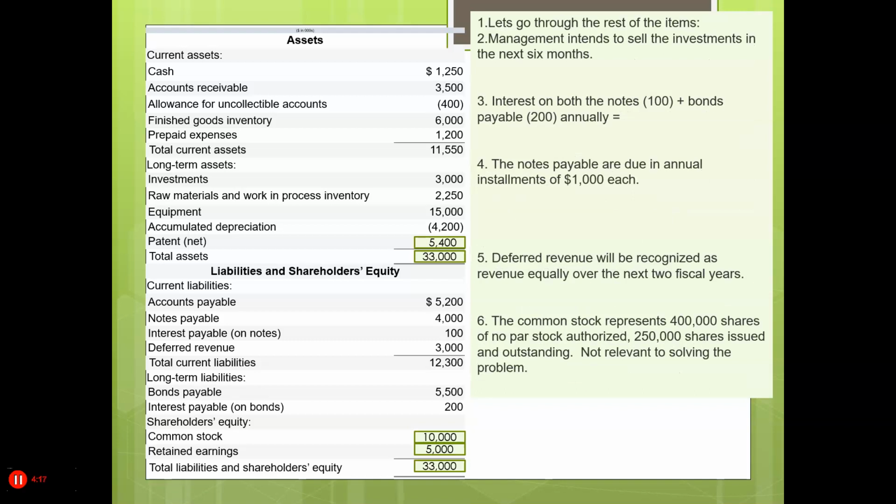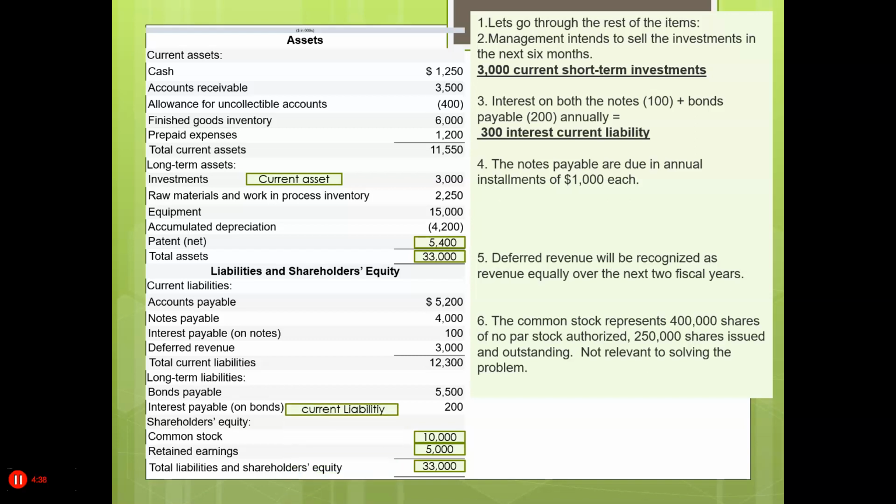On the rest of the information, management intends to sell the investment in the next 6 months. So of course, what's that going to do? It's going to make that a current short-term investment. Interest on both the note and the bonds is paid annually, which means that they would have to be a current liability. So we would have to take that $200 for interest payable on bonds and move it into current. We'd also have to take that $3,000 in investments under long-term assets and move it into current.